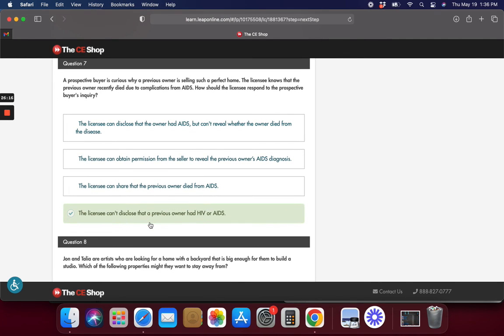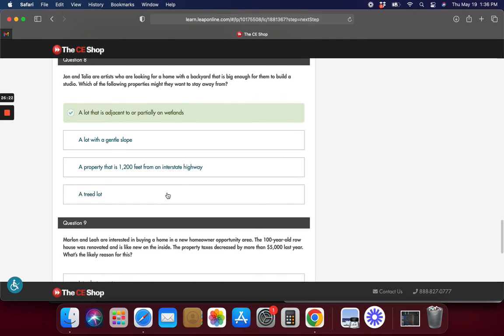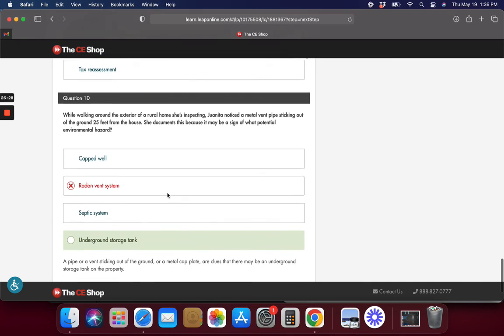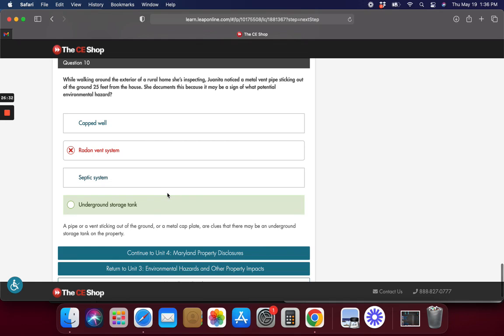Okay, you cannot disclose any HIV or AIDS. All right, and this one, you don't want to go in a wetland area if you are trying to build. Okay, this one was underground storage tank. Wow, okay. All right, a pipe sticking out is a sign of an underground storage tank.